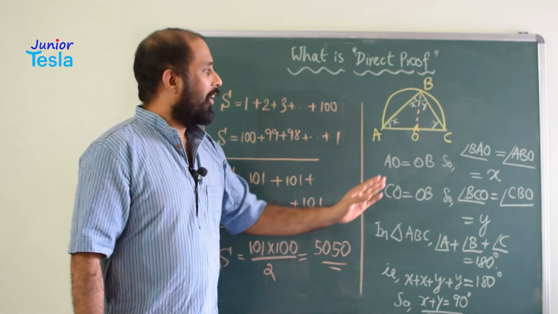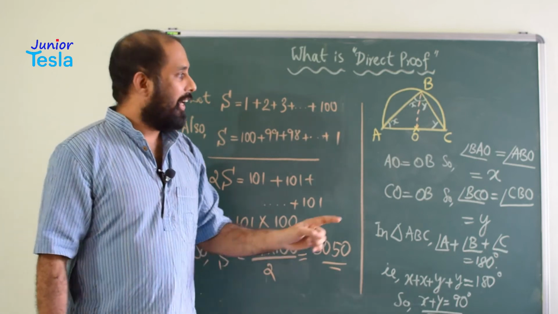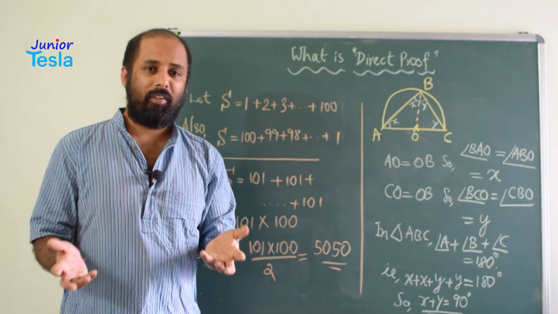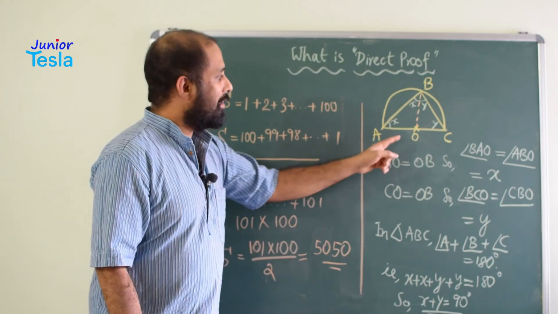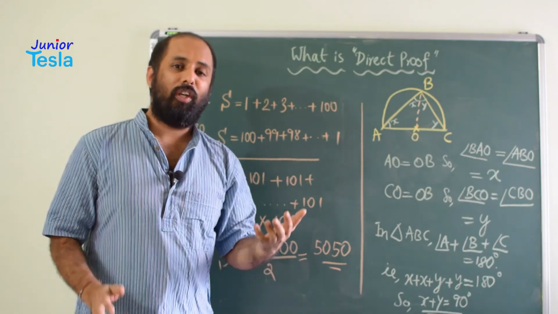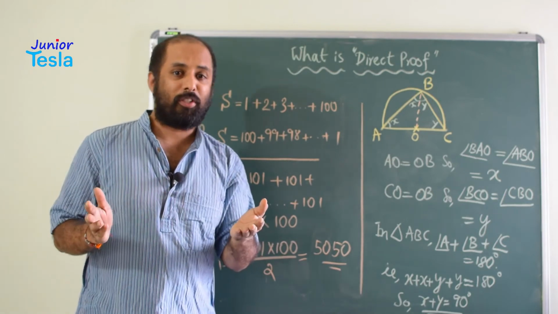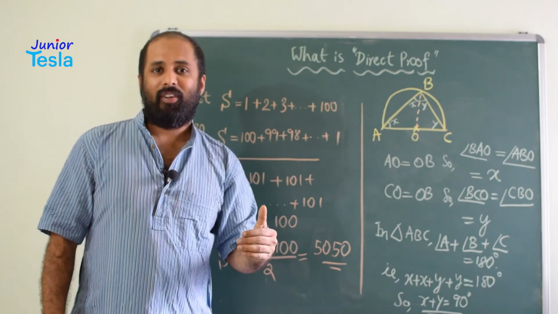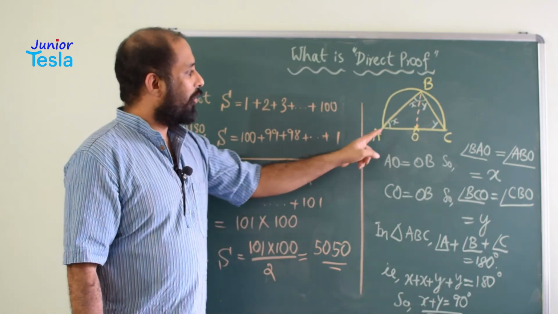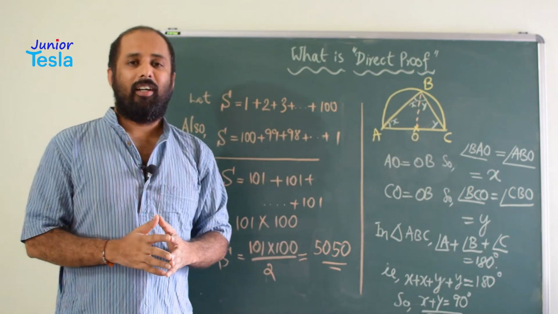Now, similarly, we have another triangle OBC. In triangle OBC, again, these two sides are equal because they are radii, so the opposite angles also must be equal. That means angle OBC and angle OCB must be equal. So if we take angle OCB as y, then angle OBC also must be y. Now, what we have done is we have got the angles here, this angle and this angle. Three angles are written here.